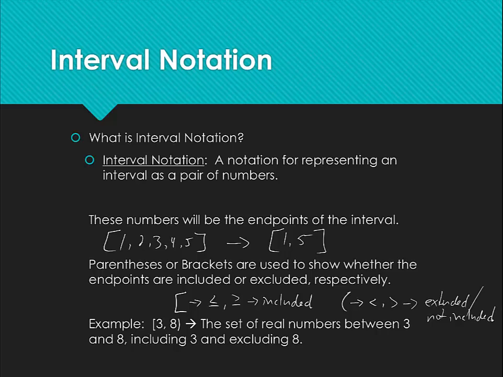And then here's our example. We have our bracket 3, 8 parentheses, which means the set of real numbers between 3 and 8, including 3 and excluding 8, meaning we include 3, but we don't include 8, pretty much, but we do include 7.9999999, just not the actual number of 8.